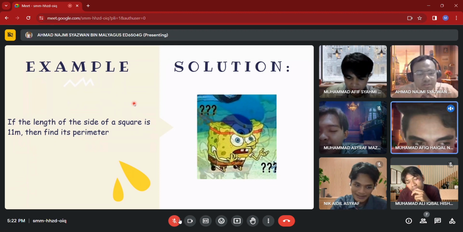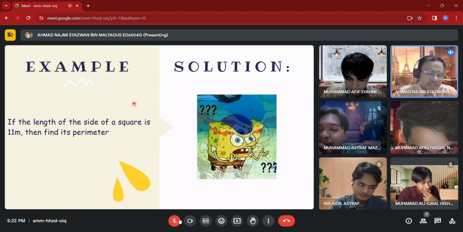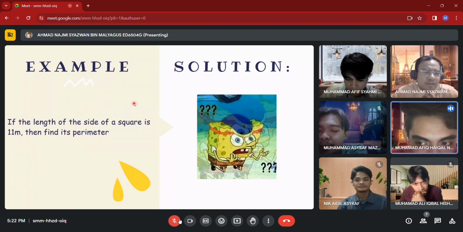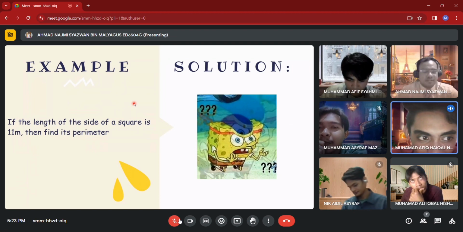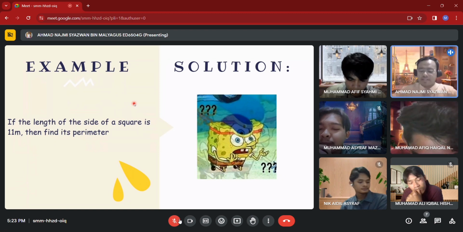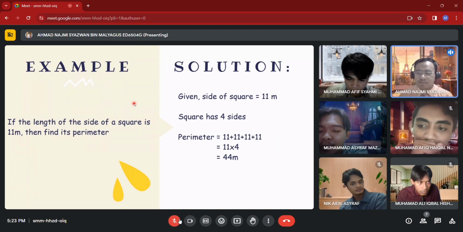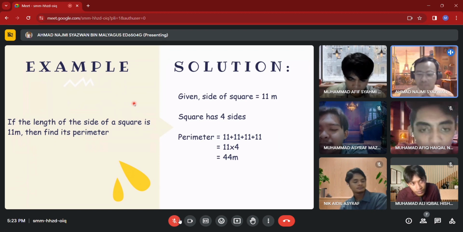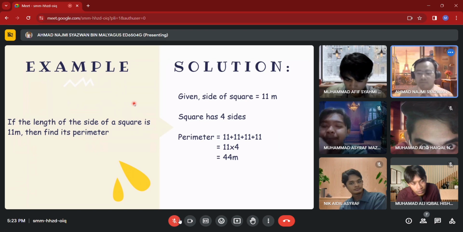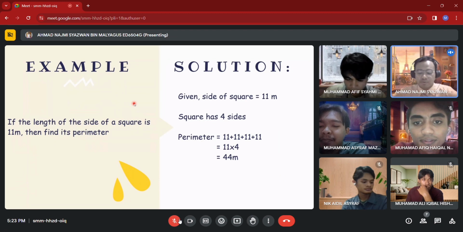I think the answer is 44. 44. Are you sure that's the answer, Afiq? How do you get the answer? Because a square has the same length on all sides. Therefore, 11 times the sides of the square, which is 4, we got 44. All right, great. Let's take a look at the answer. Yes, correct, Afiq. The answer is 44 meters. Just like Afiq said, the side of the square is 11 meters and a square has 4 equal sides, so all the sides will be 11. Hence, we can calculate 11 times 4, which is 44 meters. Okay, good, Afiq. Thank you.